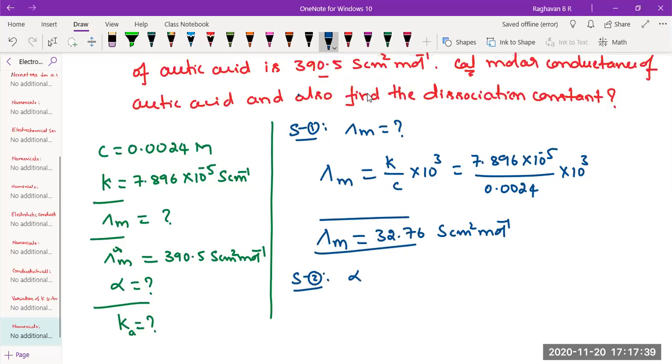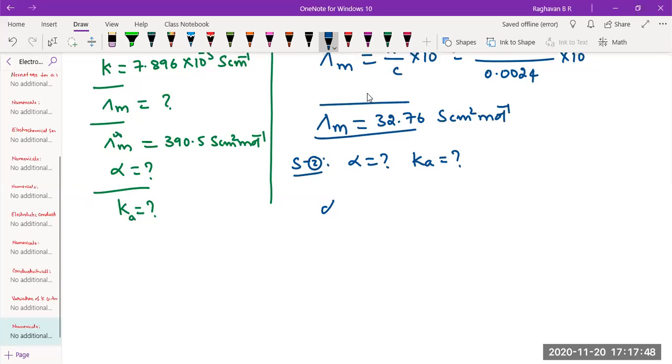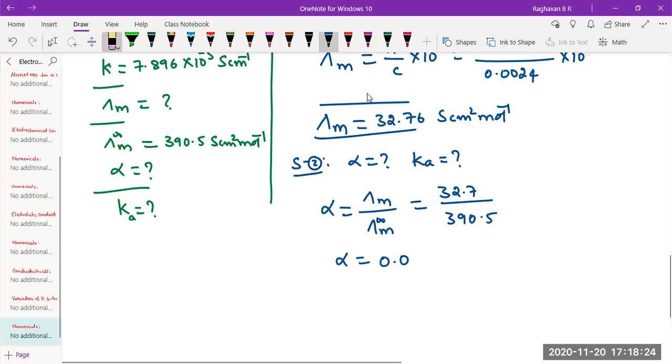Step 2, need to go for alpha and then Ka. We have calculated 32.76. They have given lambda m infinity 390. Alpha is 32.76 divided by 390.5. You can calculate again. Okay, sir. 0.084.